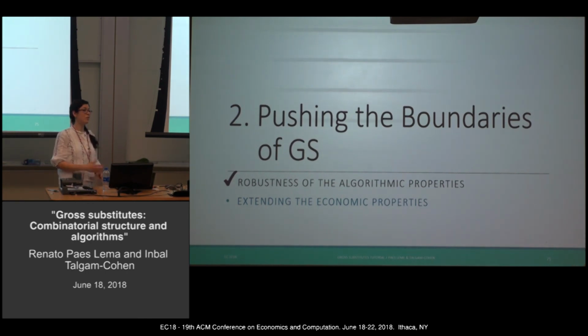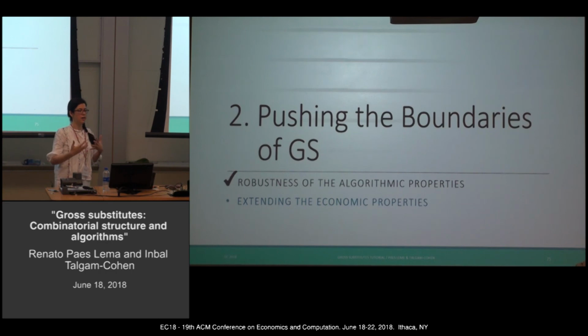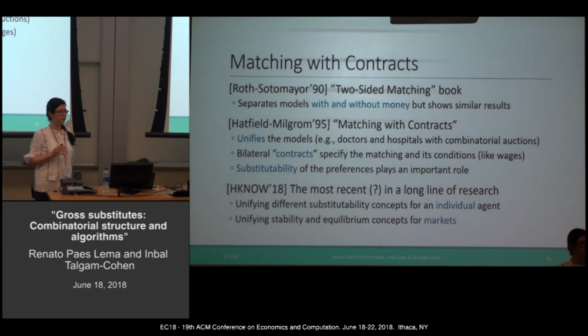So if you've been coming to EC for a few years, there's always a few talks on more and more intricate models of gross substitutability, for example, for trading networks. I'm by no means an expert on this, but I just want to give you a taste of what's going on. I think that the fundamental paper here is a paper called Matching with Contracts.